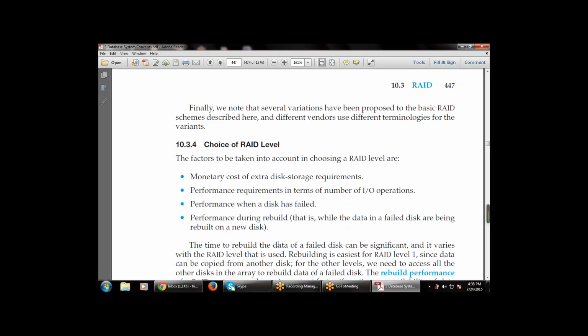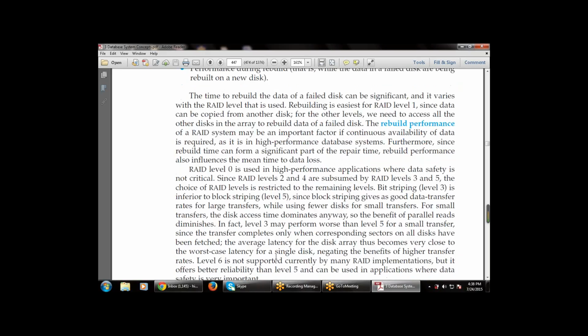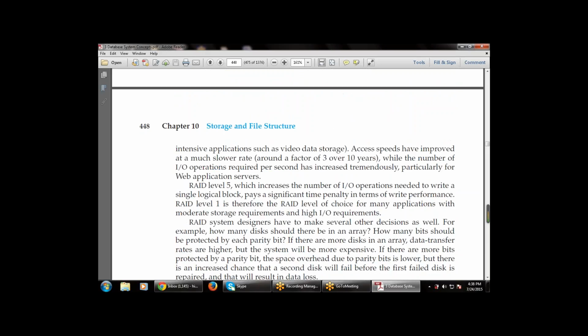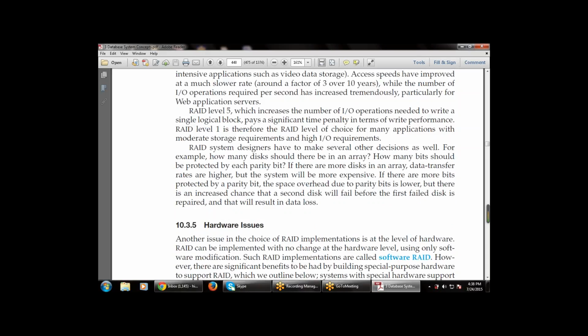Then the time that is required to rebuild the data of a failed disk can be significant and it varies with the RAID level that is used. The rebuild performance of a RAID system may be an important factor if continuous availability of data is required. It shows the high performance database systems. Then there are different RAID levels that are also available with the data disk.